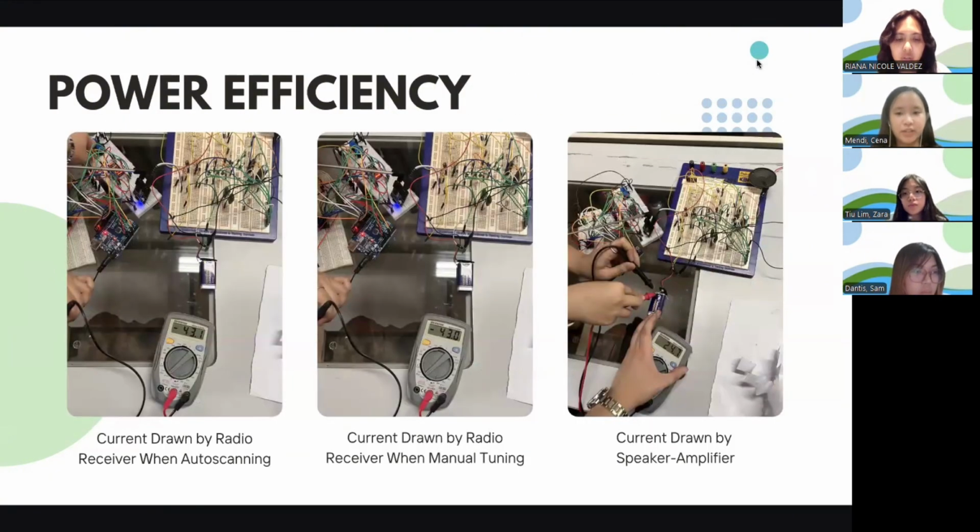For the power efficiency, we connected the multimeter in ammeter settings in series before the battery to measure the current drawn by the radio receiver when auto-scanning and when manual tuning, as well as the current drawn by the speaker amplifier. The following are our demonstrations.